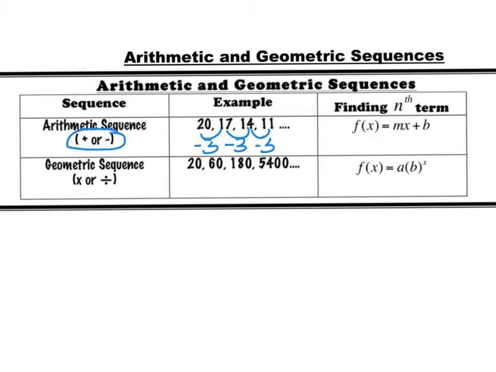Whereas with geometric sequences, notice how I went from 20 to 60 and I multiplied by 3. 60 to 180, again, I multiplied by 3, and then 180 to 540, I multiplied by 3. So when you use multiplication or division, that is considered a geometric sequence.